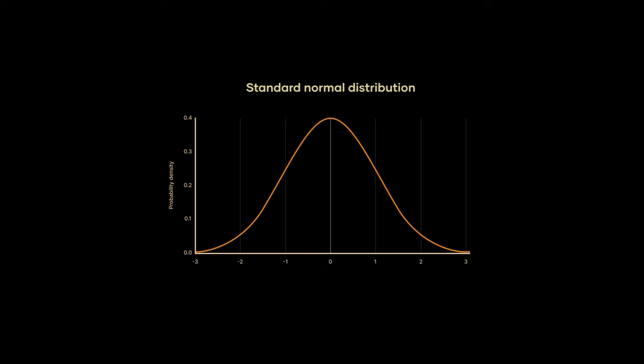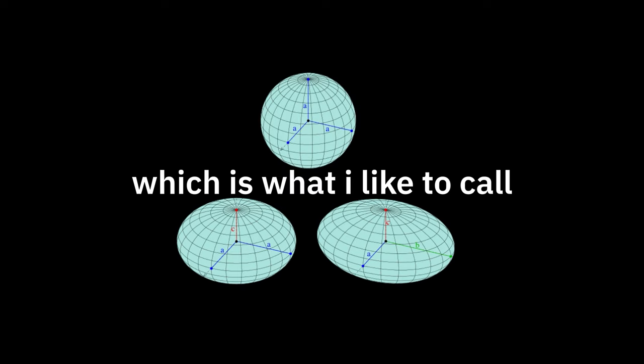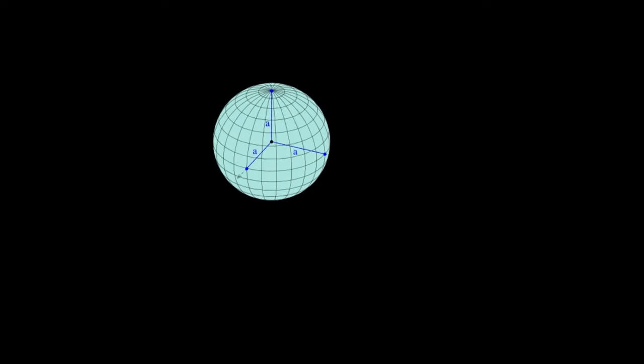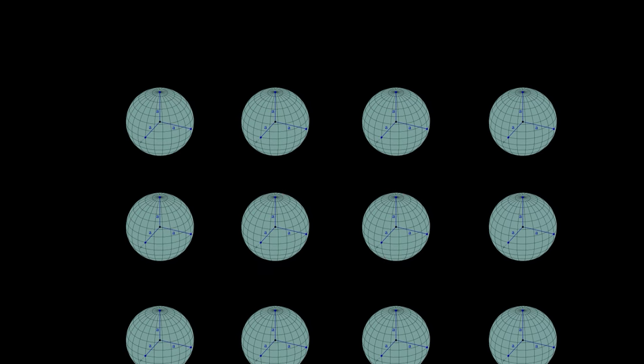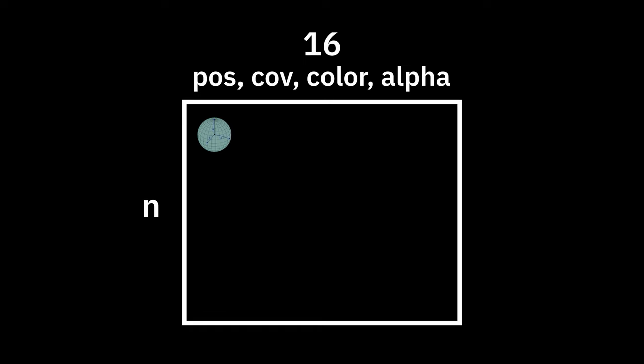Step two, take every point in the point cloud and say, you're a Gaussian now. I'm a what? A distribution that looks like this, but in 3D, and also can be skewed, which is what I like to call multivariate. Everyone calls it that. We also assign a color and an alpha. Now we can put all these Gaussians into one giant matrix with 16 columns and rows, one for every Gaussian. This is all the data we need to represent the scene.